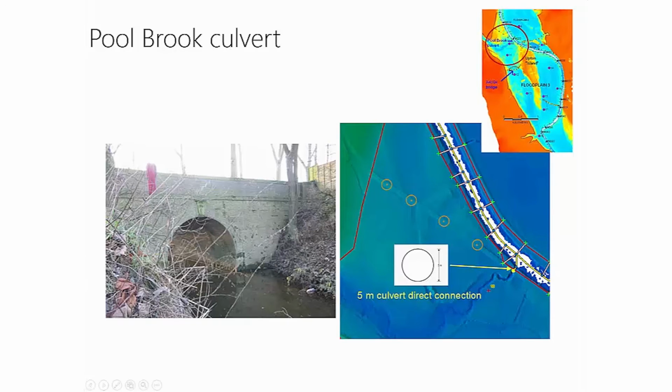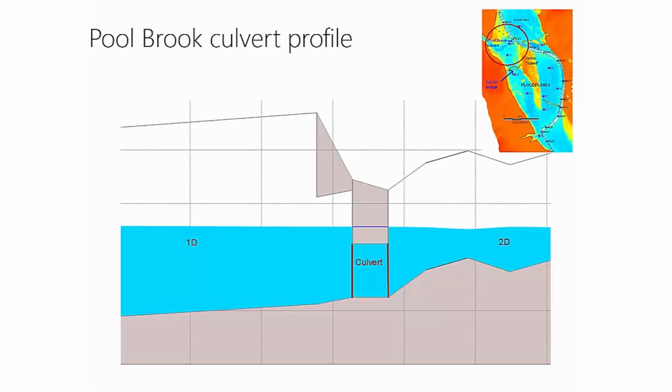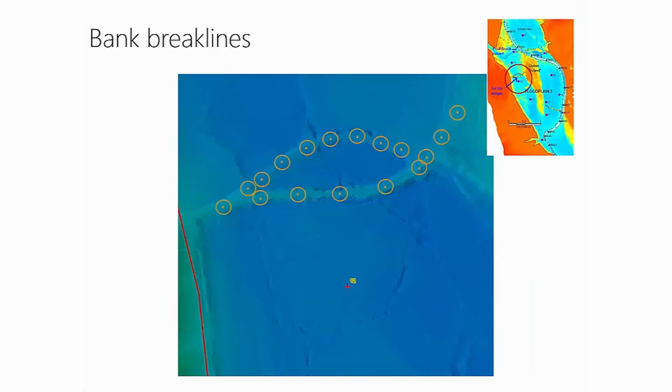So there was a pool brook culvert, like I mentioned, and this was just added to the model by adding a culvert and connecting it directly from the 1D component to that floodplain 3. You can easily transition between the 1D portion of the model to the 2D portion of the model, and you can view the profile and animate the profile using PCSWM 2D.